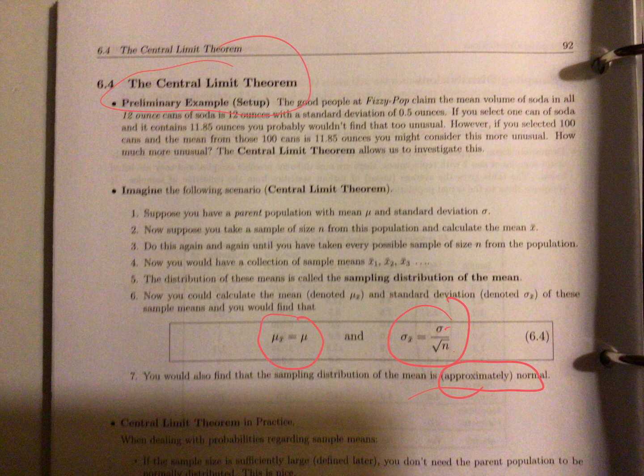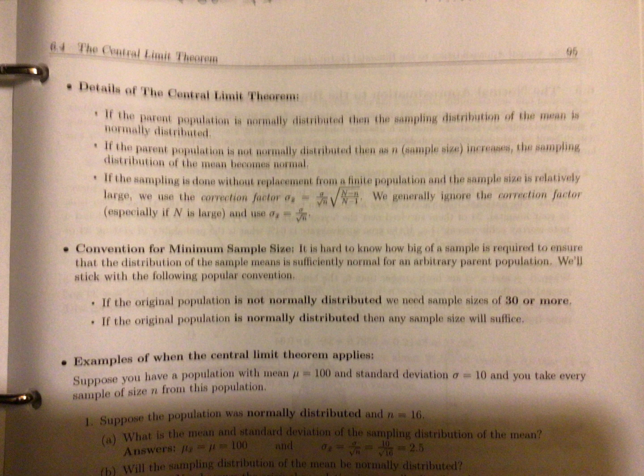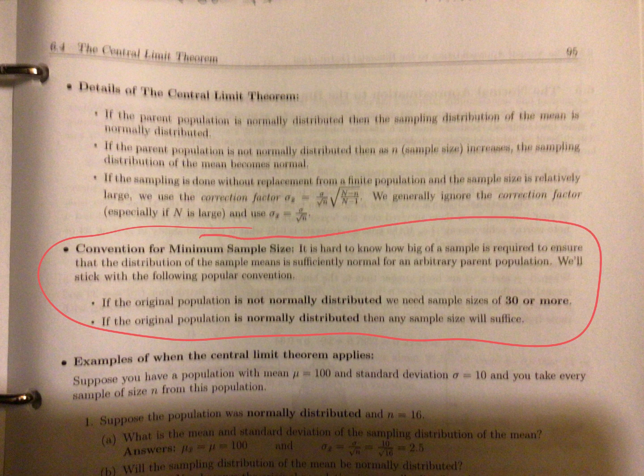That's the central limit theorem. As long as we meet the conditions, the distribution will be normal, with the same mean as the population, and a modified standard deviation. So, what are those conditions? The conditions are right here, and that's what you really want to focus on. If the original population is not normally distributed, you need a sample size of 30 or more to guarantee that the distribution of sample means will be normal. If the original population is normally distributed, then it doesn't matter what size you use. You can use a sample size of 2, and the distribution of all those means of size 2 will be normal. Now, what does that mean?